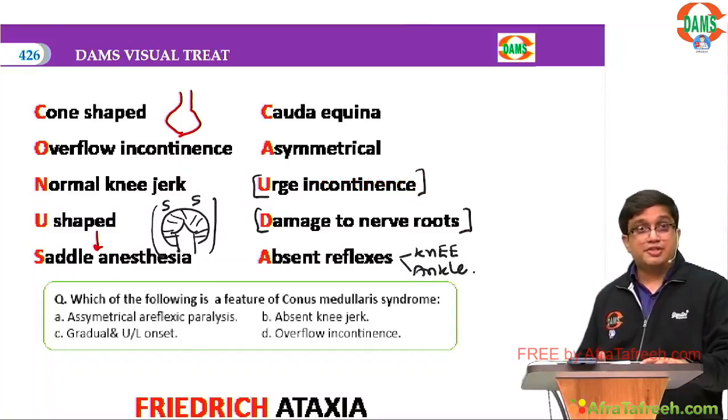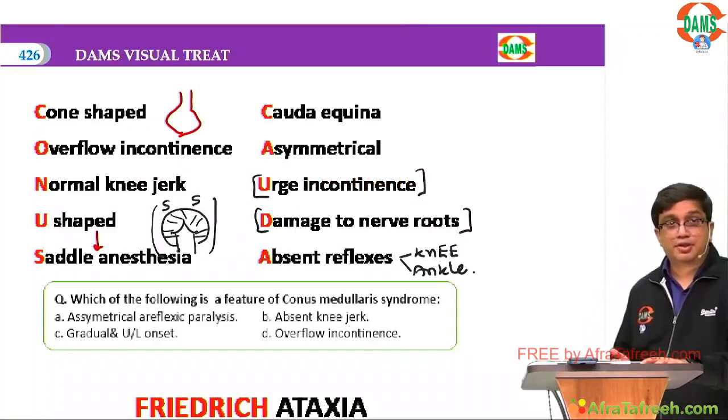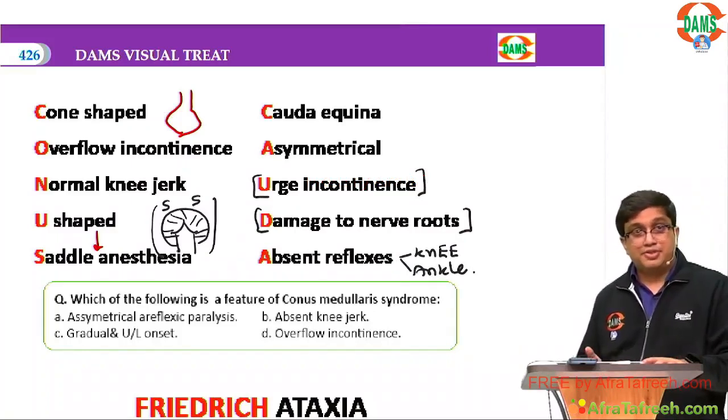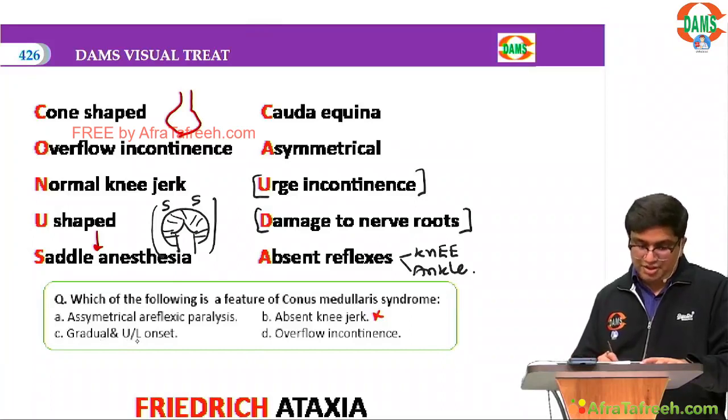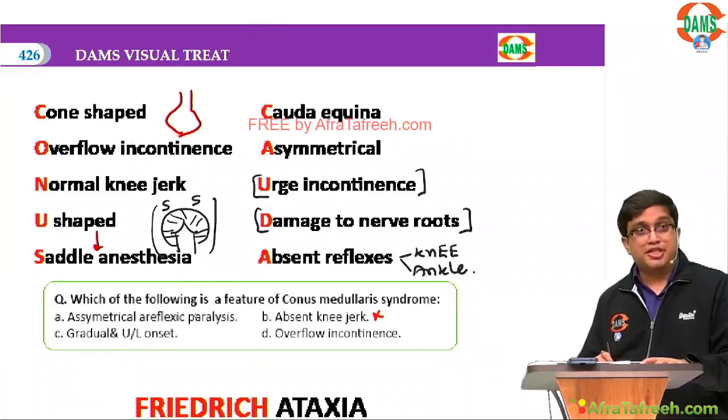Now, which of the following is a feature of conus medullaris syndrome? Tell me. An absent knee jerk? No. Knee jerk is normal. Overflow incontinence is seen in them. Gradual and unilateral onset? Asymmetrical areflexic paralysis?